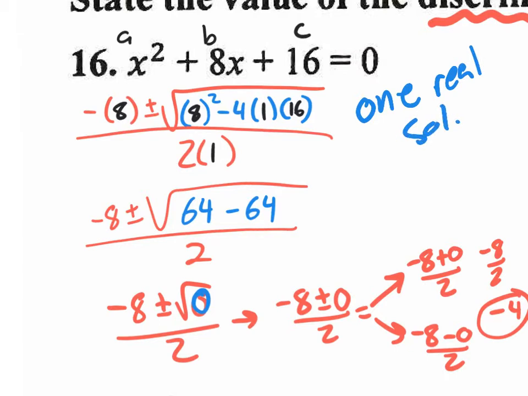Like if you flip over the paper, they don't show the answer negative 4. We found the answer negative 4, but all they ask for is, how many answers do you have? Do you have one real answer? Do you have two real answers? Or you have no solution, no real answers, right?